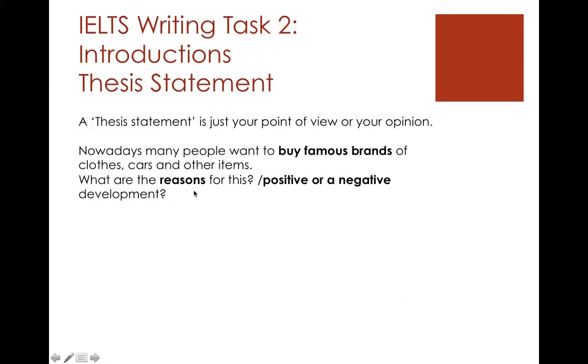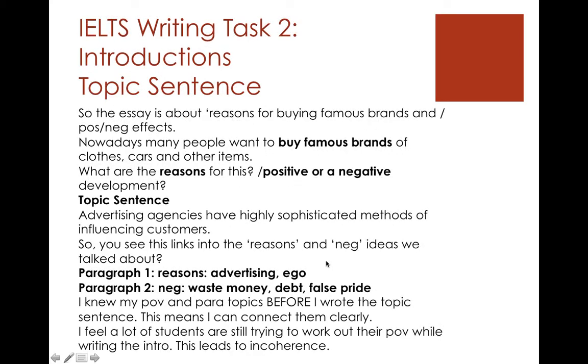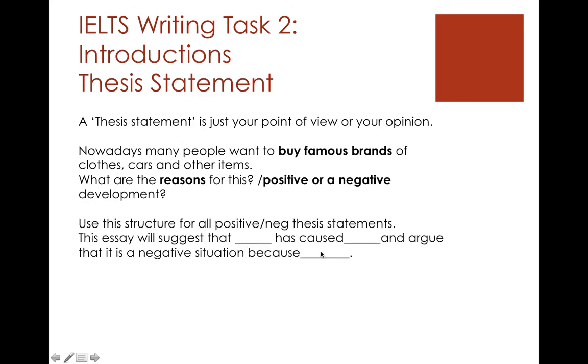All right, let's take a look at the thesis now. So use this structure for all positive, negative thesis statements. Here we go. Here's your thesis structure. This essay will suggest that something has caused something and argue that it is a negative situation because the reason. And the reasons, if we go back, are here. We know them already. So they're going to go in here. So this essay will suggest that something has caused.